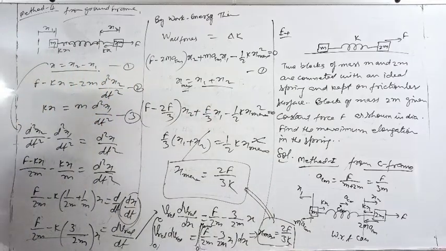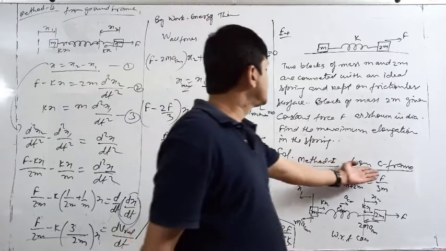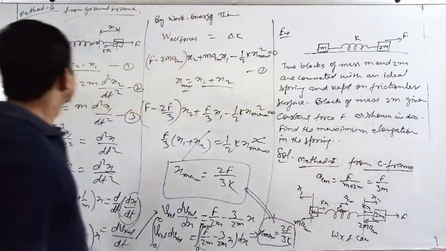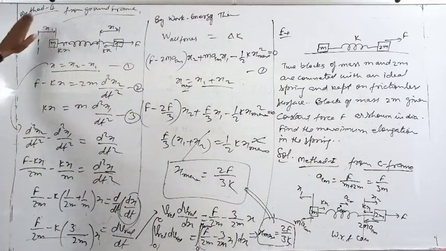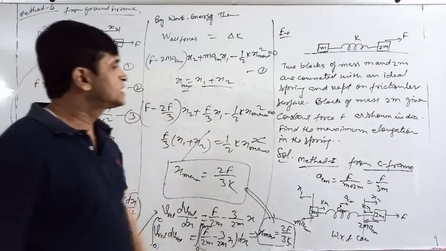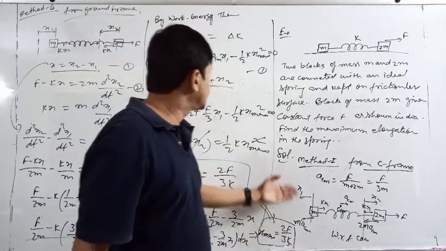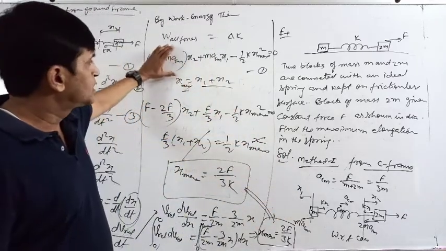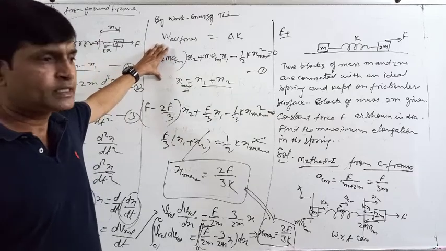So there are two methods here, one using the C frame, center of mass frame, and another method using the ground frame. The ground frame method is very practical, and you can analyze the situation. The C frame method might be a little bit easy, but it is a more conceptual method.